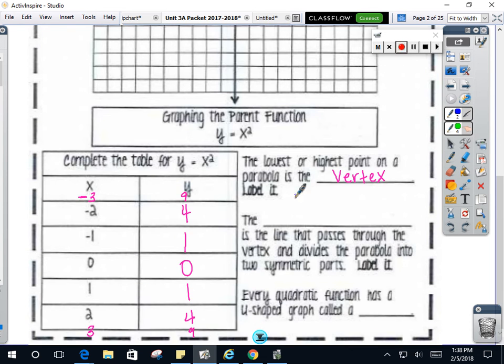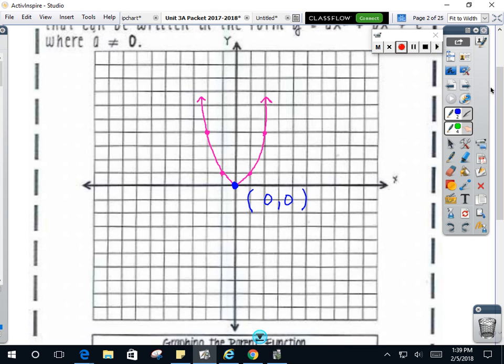Okay. The axis of symmetry is the line that passes through the vertex and divides the parabola into two symmetric parts. Okay, so we're going to draw in the axis of symmetry. It is a line that cuts through the vertex and will cut this parabola into two symmetric parts. Okay, because think about it. If this is the axis of symmetry, wouldn't this half of the parabola fold over and land directly on that part of the parabola?